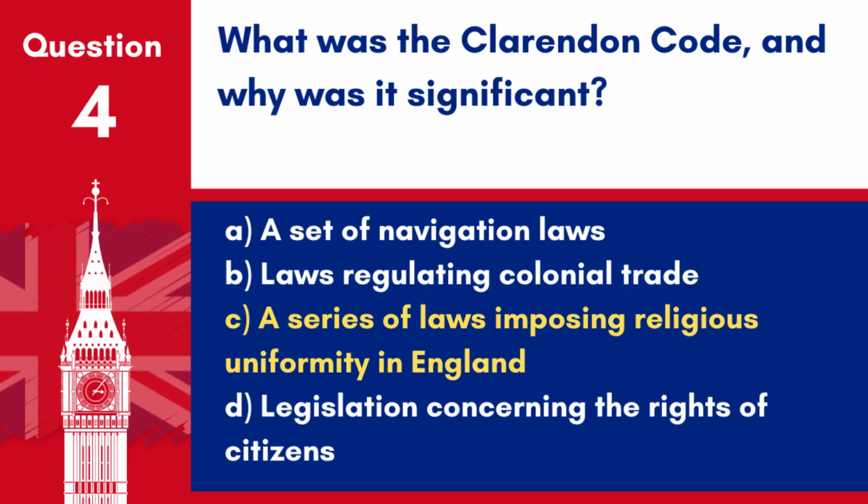Answer C. A series of laws imposing religious uniformity in England. The Clarendon Code in the 1660s aimed to secure the position of the re-established Church of England by persecuting nonconformists.